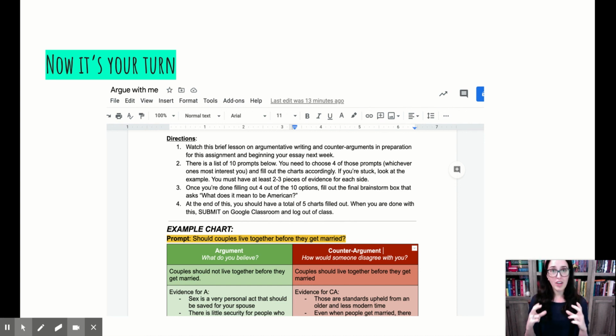And then you will do the very final paragraph or the final box, which gets you to start brainstorming about your argumentative essay that you're going to start writing next week, which essentially asks and challenges the definition of what does it mean to be American?